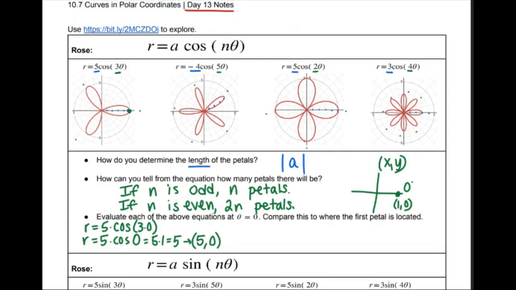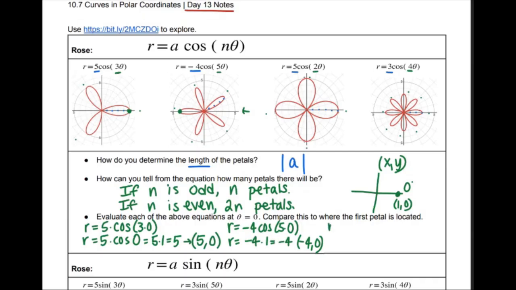All right, and then if we keep going for the other equations, we've got r equals -4 cosine of 5 times theta. If we plug in 0, we get -4 times cosine of 0, which we determined cosine of 0 would be 1. So that would equal -4. So that tells us we should have a point at -4, 0. So remember, -4, 0 would be here, but if it's negative, we would go to the other side of the pole, and that would be at -4, 0.